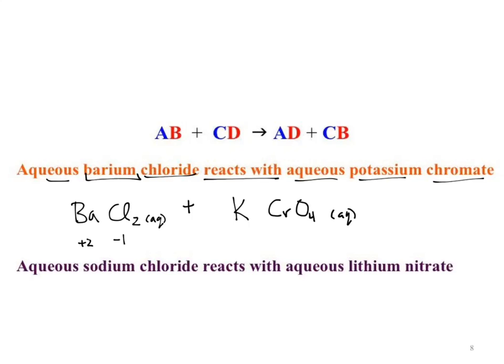What we need to do is make sure our formula balances. Okay? So what we would have to go through and do is check our charges. What is our charge on potassium? How do you know it's +1? First column. What's the charge on chromate? How do you know it's -2?